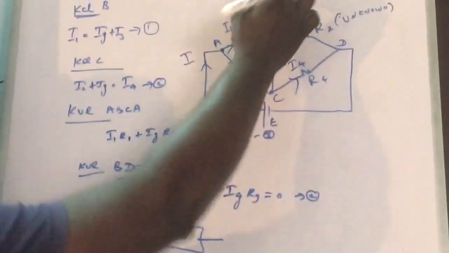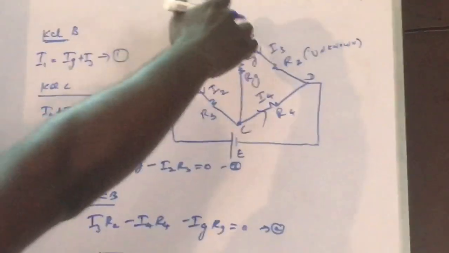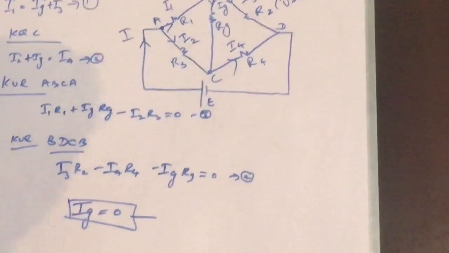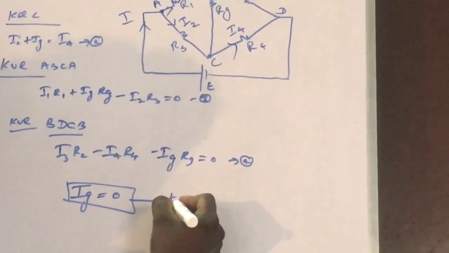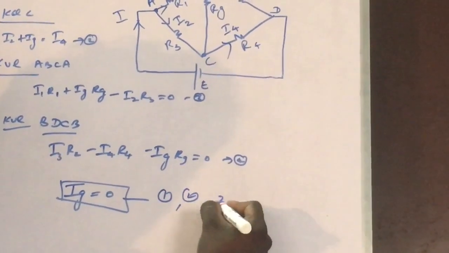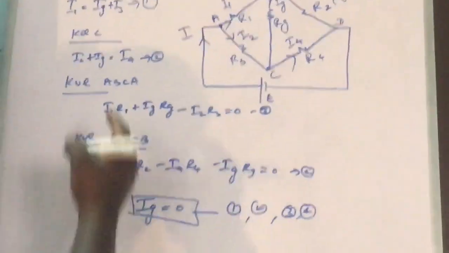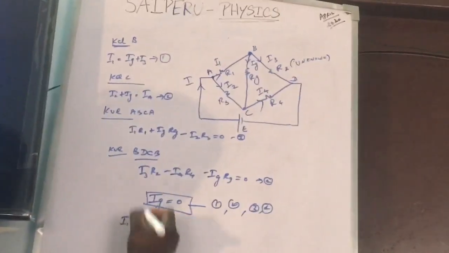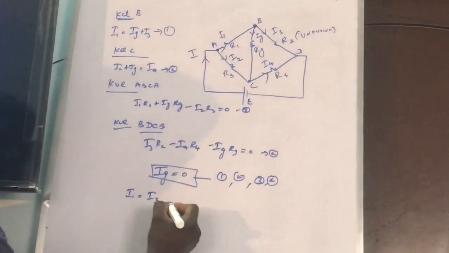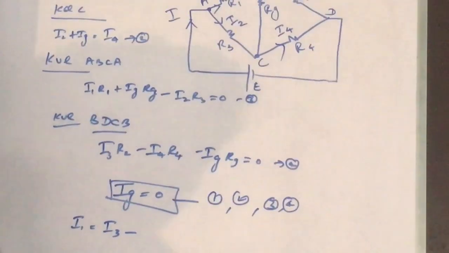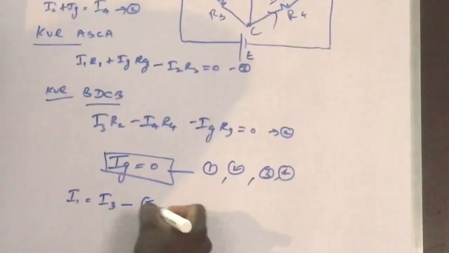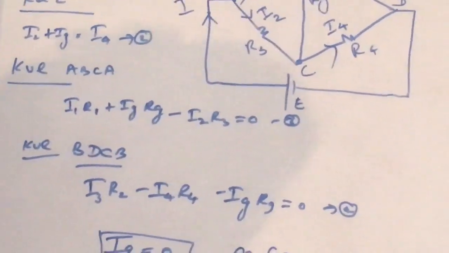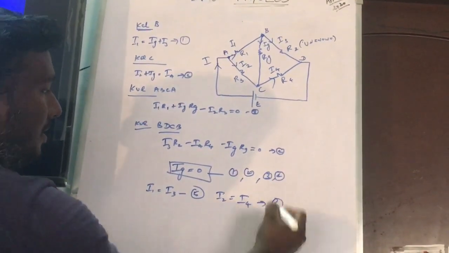The voltage across B and D will be equal, which means the potential difference between the 2 nodes is 0, so no current will flow through the galvanometer. So if Ig is equal to 0, I am going to substitute in 1, 2, 3 and 4. If I substitute in 1, Ig becomes 0, so I1 is equal to I3. That is equation number 5. Here if I substitute Ig equal to 0, I get I2 is equal to I4. That is my equation number 6.